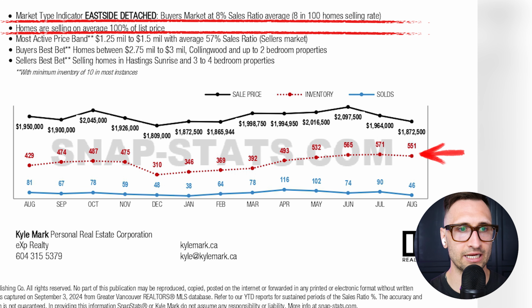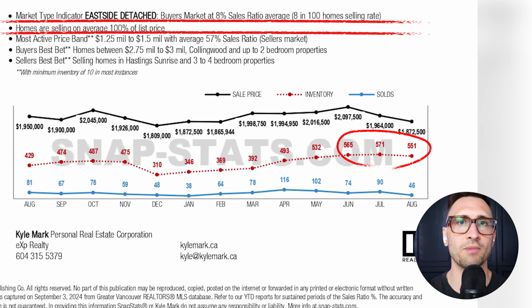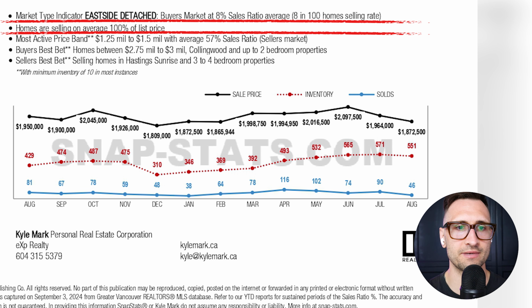This is the red line here where we're talking about this inventory increase. And now we've seen a drop here from July to August just by 20, but I'm hoping this is the extent of inventory levels that we've seen in July. Sales were actually way down. They dropped in half from July to August, going from 90 to 46. And with these inventory numbers, 551 for the month of August.